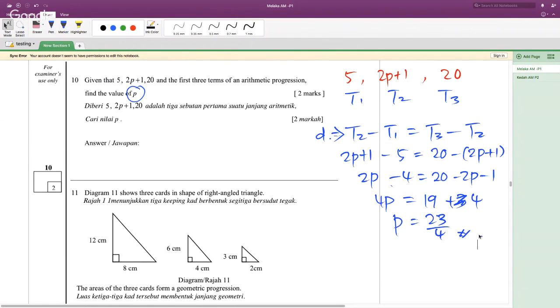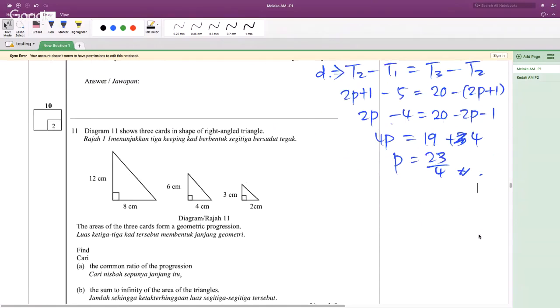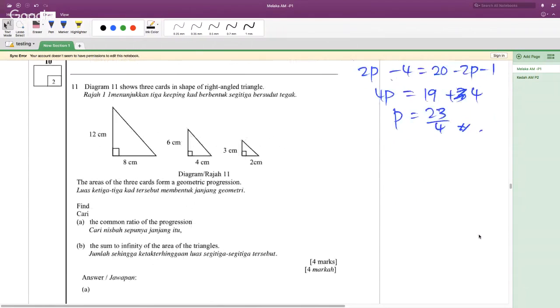Okay, then we will go to question 11. For question 11 here, basically you will see 3 triangles here, and the areas of the triangles form a geometric progression. In this case, they ask for the area. I hope all of you know how to find the area of a right angle triangle. It's half times base times height.